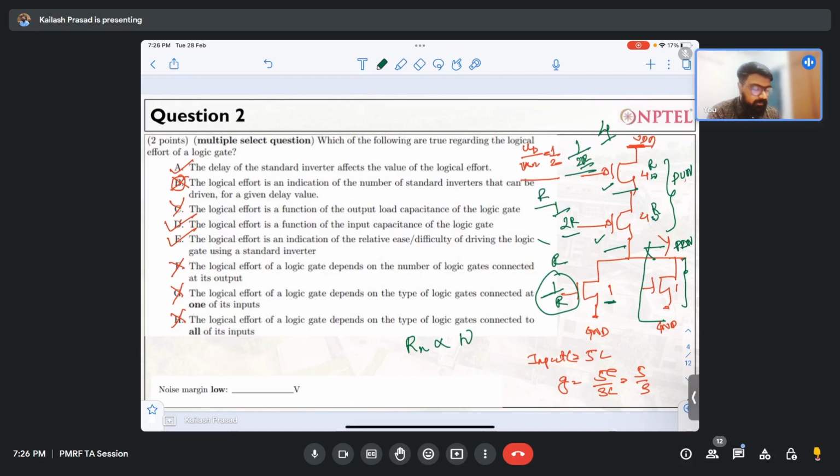So this is how you will actually calculate the logical effort. When you want to calculate the logical effort, the first thing you have to make sure is that the pull down and pull up path are of the same strength. The first step is you have to size. Once you size, you take any of the inputs, calculate the equivalent capacitance, and divide by that of a standard inverter.